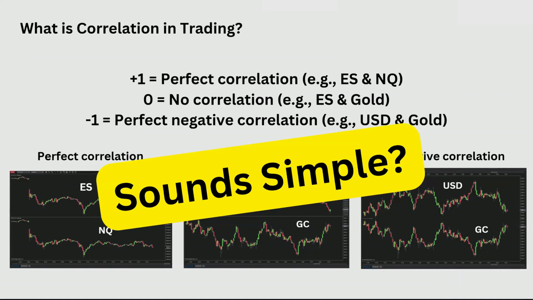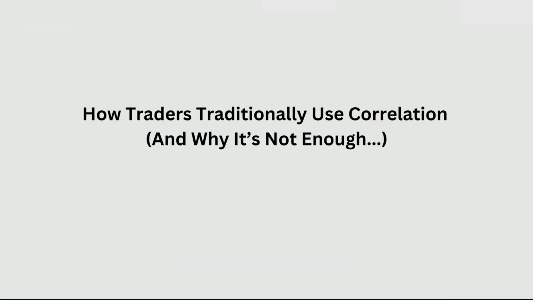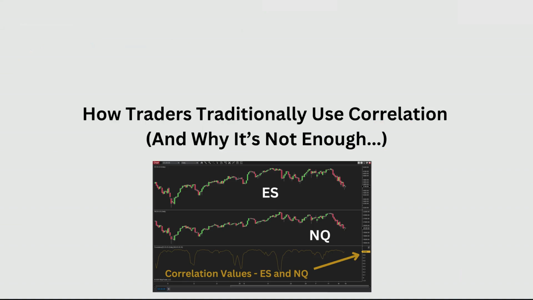When it comes to spotting exact entry points, this is not that simple. It turns out that many traders get correlation wrong. They check correlation values, see that ES and NQ are highly correlated, and assume that means their price movements are predictable. However, correlation values only show past relationships. It doesn't tell you where the trading opportunities are forming in real time.